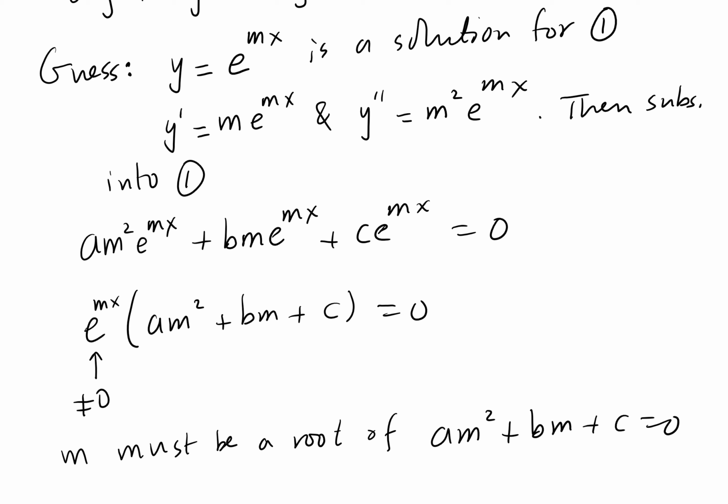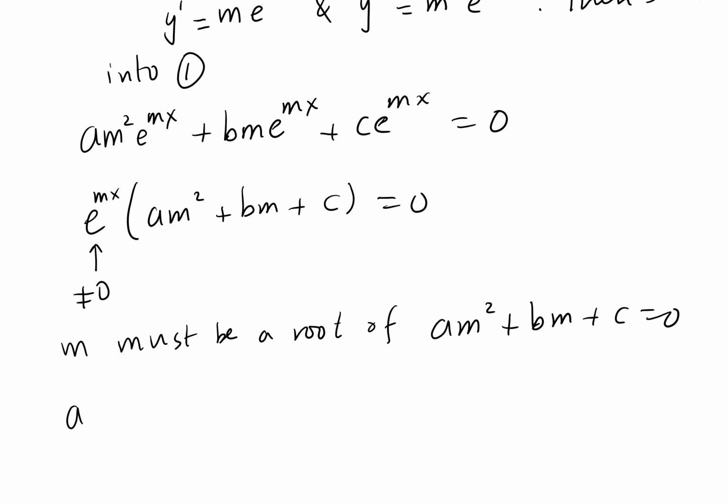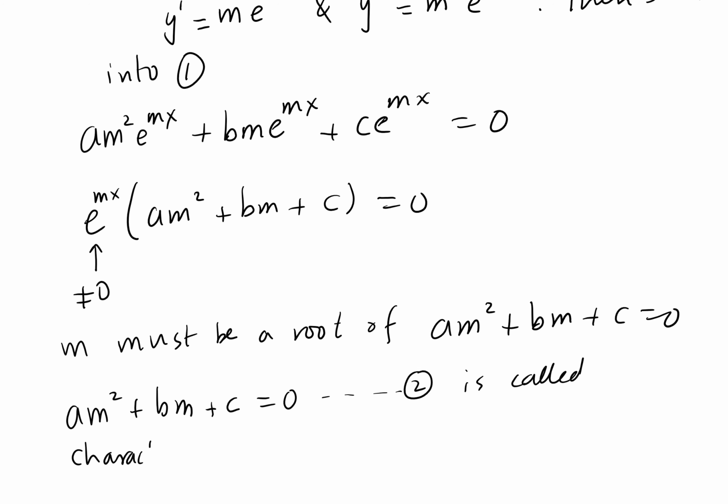And this expression that we got inside the parentheses has a special name. The a m squared plus b m plus c equals 0 is called the characteristic or auxiliary equation. This is called the auxiliary equation.